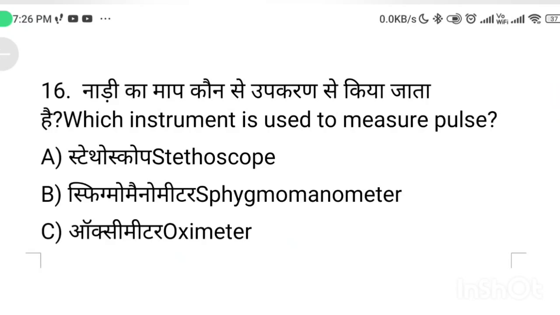Which instrument is used to measure pulse?